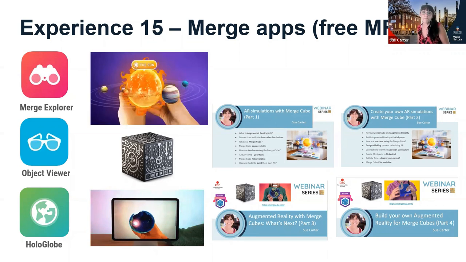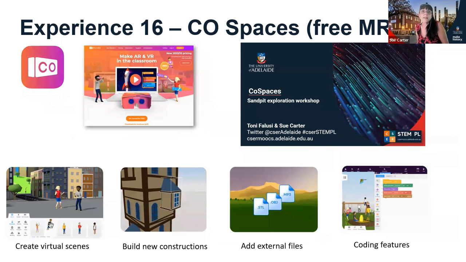And last but not least is CoSpaces, another area where you can create both augmented reality and virtual reality in a 3D space, and also using Merge Cubes with it. This particular tool goes through a browser, so you can use it on a desktop or you can download the app. And basically you create virtual scenes, you can build within those scenes, you can add other files to it, and there's the coding element as well.